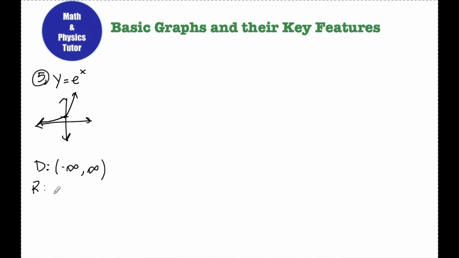However, my range is restricted. If you look at this graph, I can see that the y values get very close to 0, but they'll never touch 0. The reason being, if I plug a negative number in for x here, e to the negative 1, e to the negative 2, e to the negative 3, those are the same thing as 1 over e, 1 over e squared, 1 over e cubed. So this just means that this number is getting closer and closer to 0. Even when I plug in negative numbers, I'm still getting positive y values. So my range here is going to be from 0 to positive infinity, not including 0. There's no value that I can plug in for x and get out 0 as a y value.